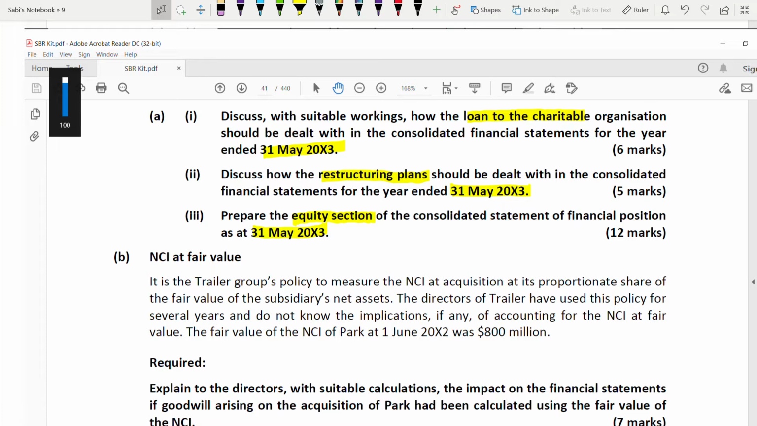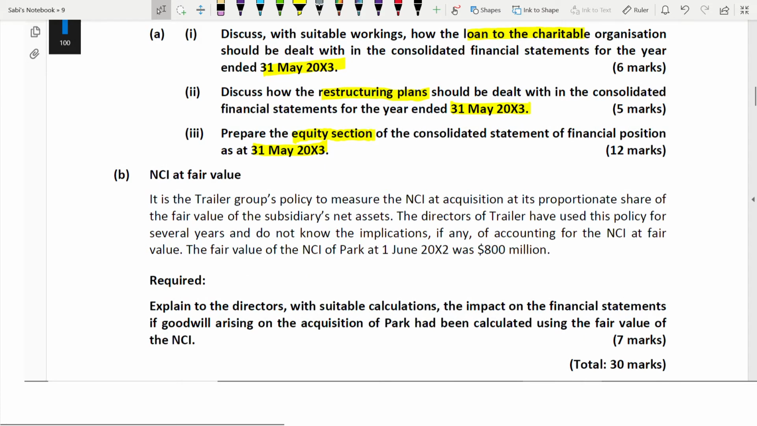Okay, coming to part B. For part B there's a separate paragraph, a 4-line paragraph that you can use for part B, to answer your part B, that is NCI at fair value. But we'll come to that later.